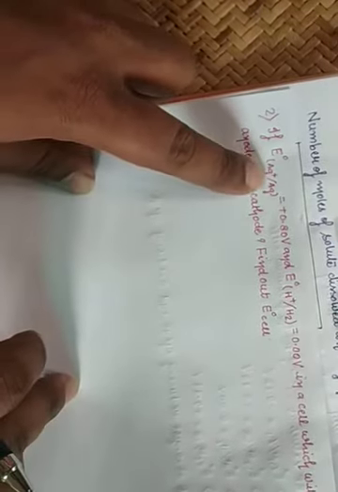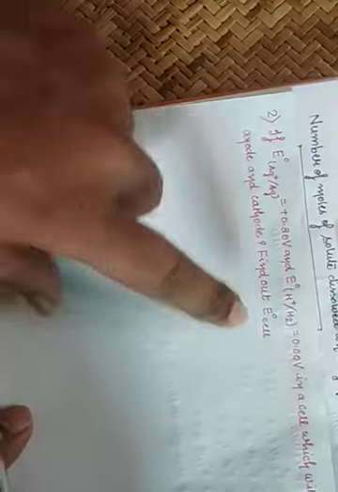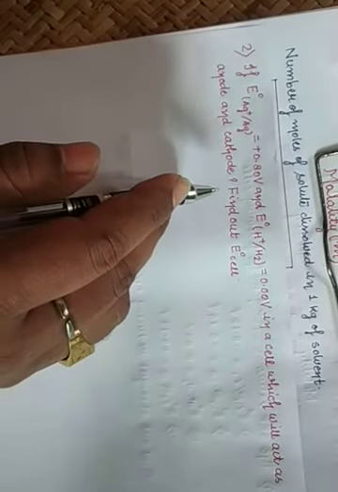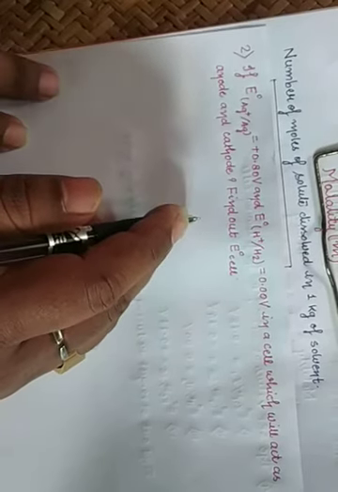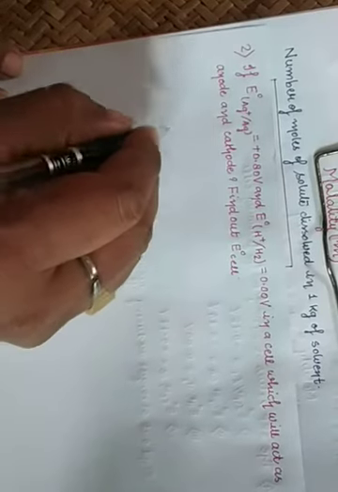The next question is what? This. The question is what? If E naught of Ag plus 2Ag is 0.80 and the E naught of hydrogen is 0.00, you know very well, in a cell which will act as anode and cathode. Find out E naught cell. Okay, so you know very well, first you write down the representation of the cell.